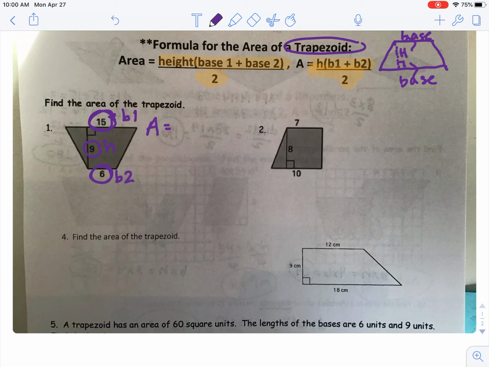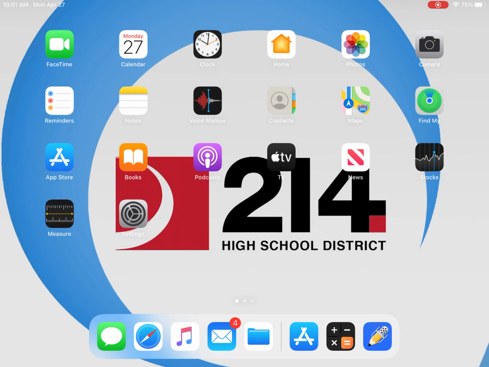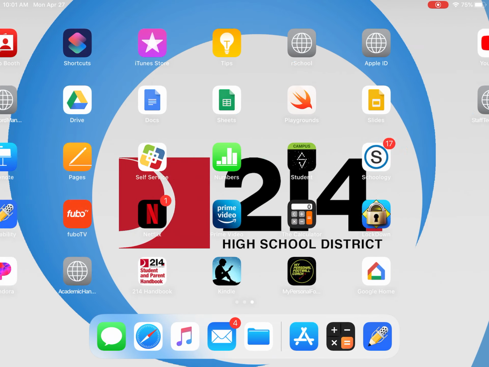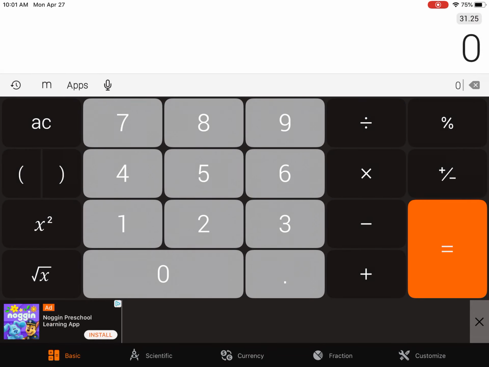All right, so our formula says area equals height, which was 9, and then in the parentheses, I do base 1 plus base 2. So it'll be 15 plus 6, and then it's all divided by 2, just like the triangle and the rhombus were divided by 2. And so when I work this out now, and you can use your calculator on this, let me pull up a calculator here. Where's my calculator? Yeah, I've got one.